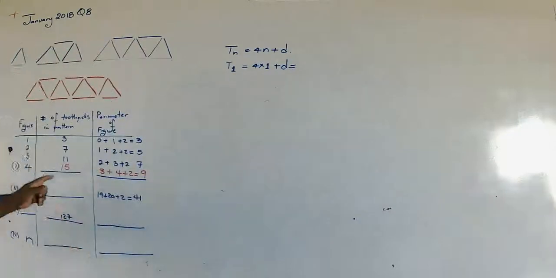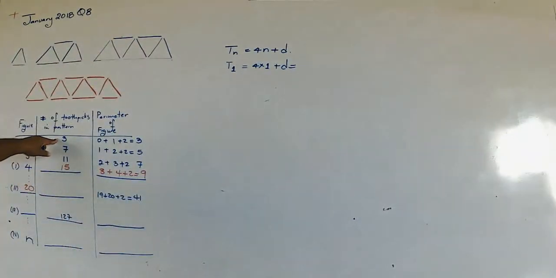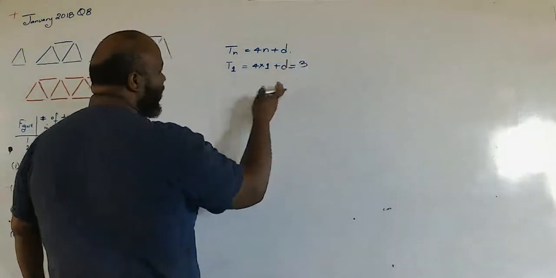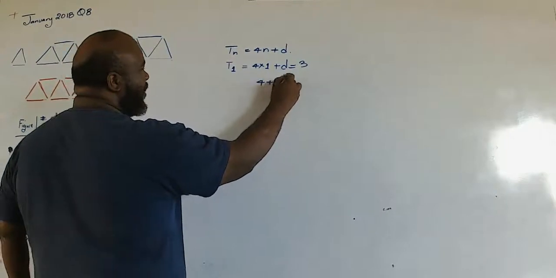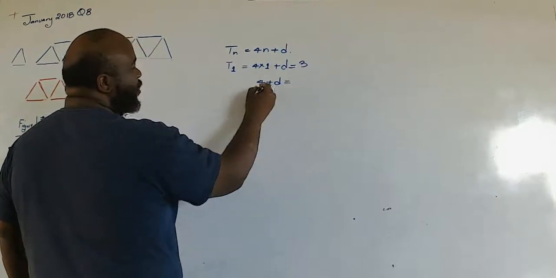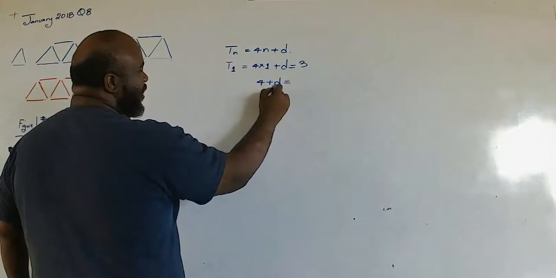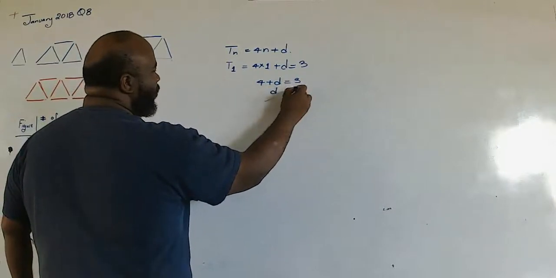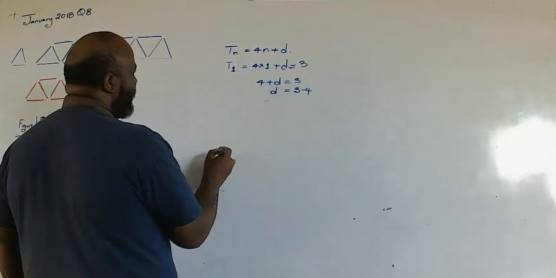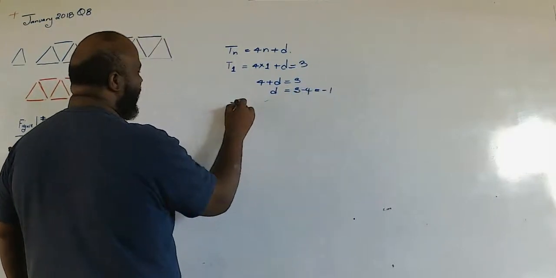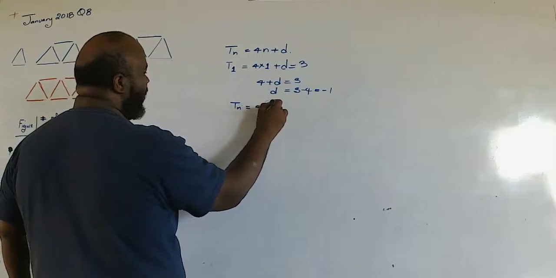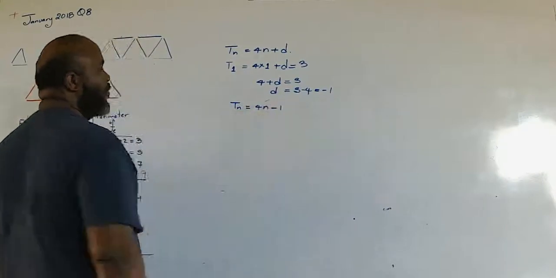The first term is when n is 1. And the first term is what? 3. So that is going to help me to find d. 4 plus d is equal to what? 3. So therefore, d would be equal to 3 minus 4. What is 3 minus 4? -1. This is minus 1. Tn is equal to 4n minus 1.